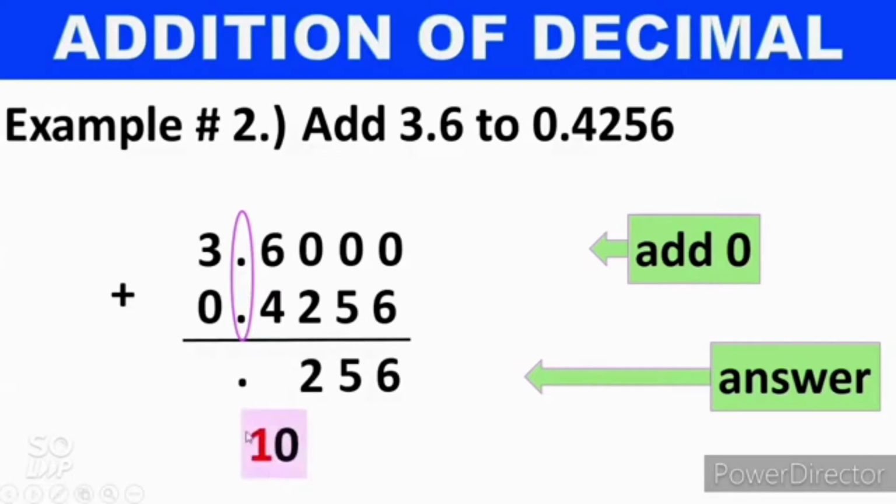Then we add: 0 plus 6 equals 6, 0 plus 5 equals 5, 0 plus 2 is 2, and 6 plus 4 is 10. So we write 0 and then we carry 1. Then 1 plus 3 equals 4. Therefore, the sum of 3.6 and 0.4256 is 4.0256. So that is how to add decimals.